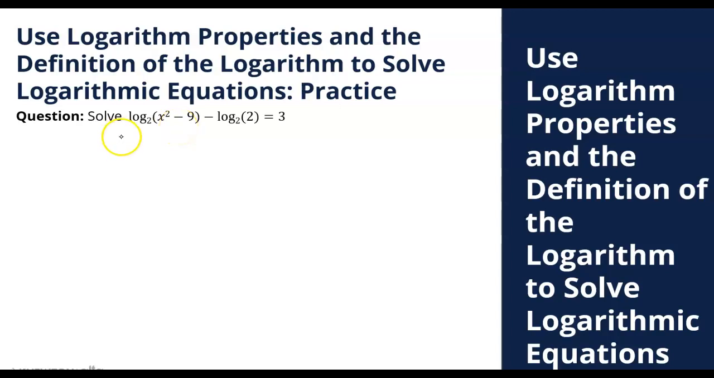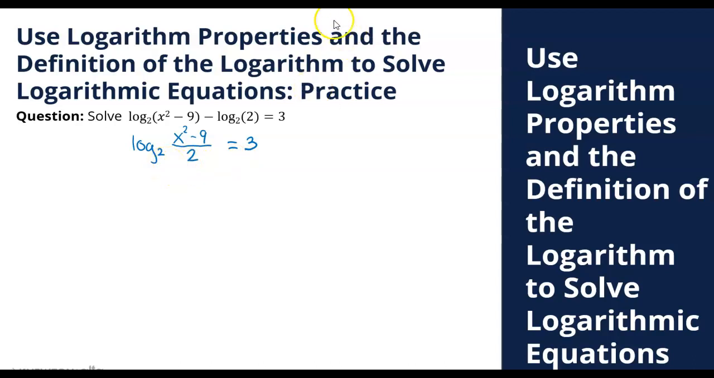The left-hand side can be written as the logarithm of x squared minus 9 as our numerator, divided by 2, base 2, is equal to 3. Again, the logarithm of m over n is equal to the logarithm of m minus the logarithm of n. We use that property to write this expression in compact form. Then after that, we will use the definition of logarithm to convert this into exponential form.